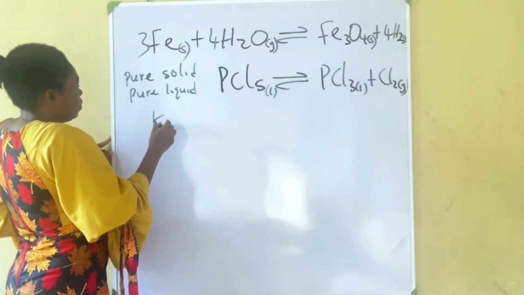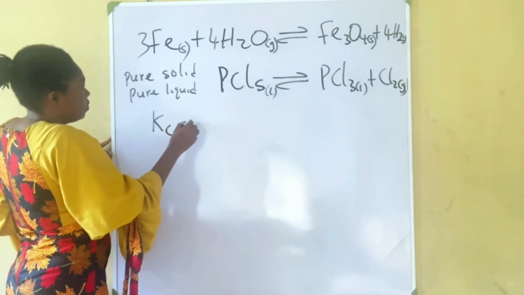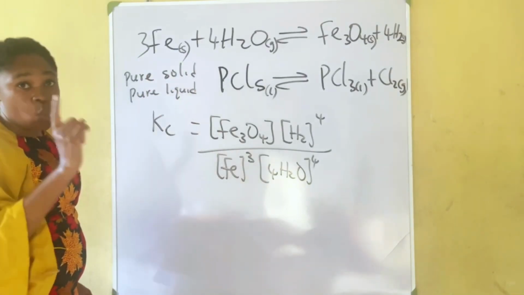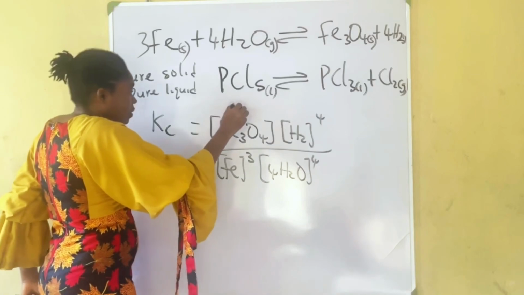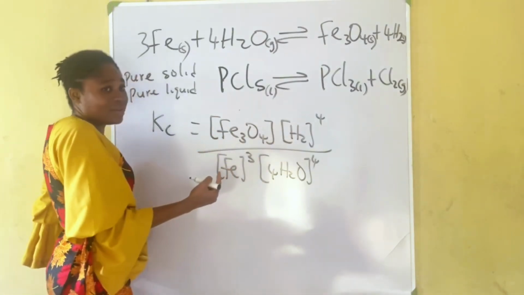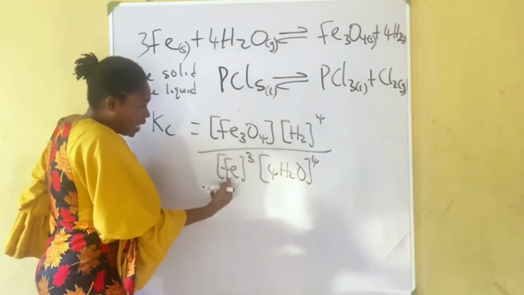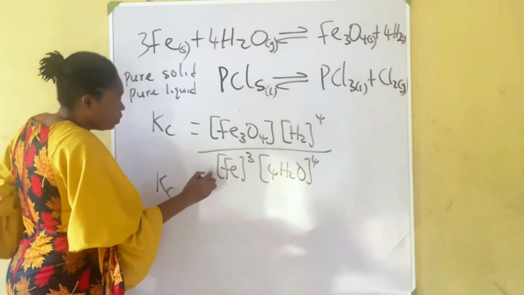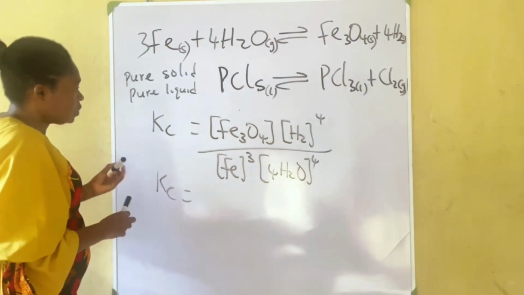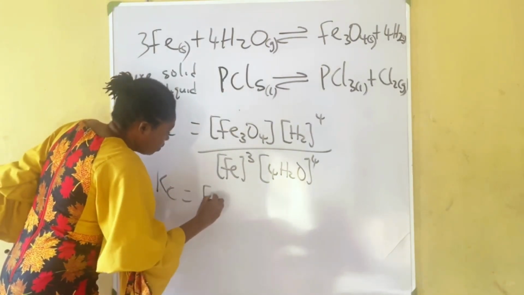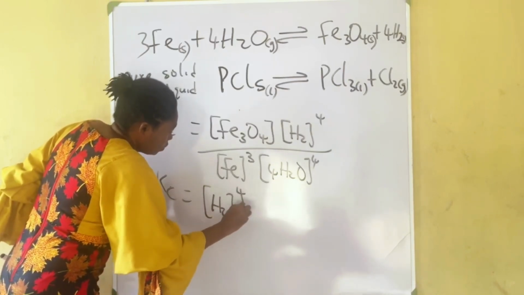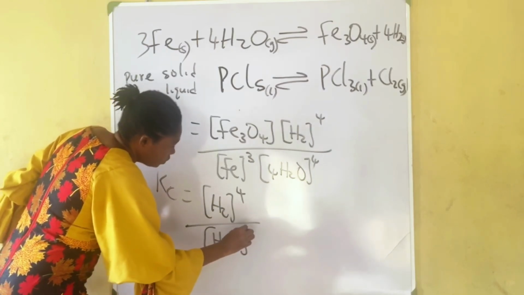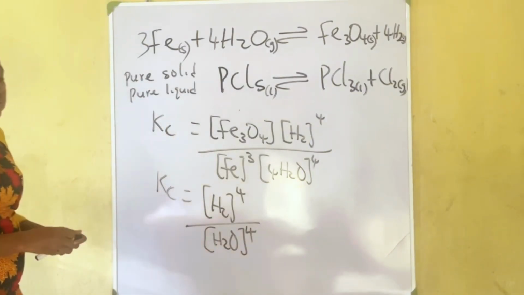Alright, so look at this. The value of a pure solid or liquid is taken to be 1. So this one is going to be 1. It's like saying 1 times the concentration of hydrogen gas, 1 times that of steam. So the equilibrium constant for this is going to be, this one is not going to appear, so it's going to be H2 to the power 4 over steam to the power 4. So this is the equilibrium constant for this reaction.